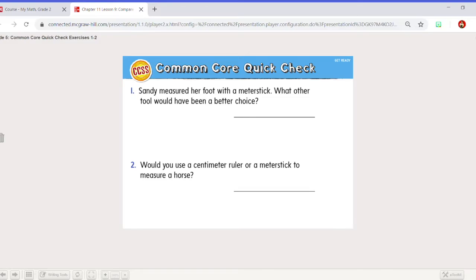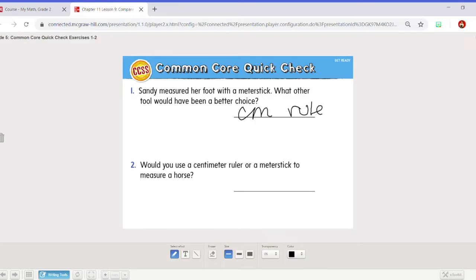Sandy measured her foot with a meter stick. What other tool would have been a better choice? Now remember, this time we're looking between a centimeter ruler and a meter stick. A meter stick is the really, really long one, and a centimeter ruler is about the size of an inch ruler. So which one makes more sense to measure your foot? I hope you said centimeter ruler, because that's what I would have used. But cm for centimeter ruler.